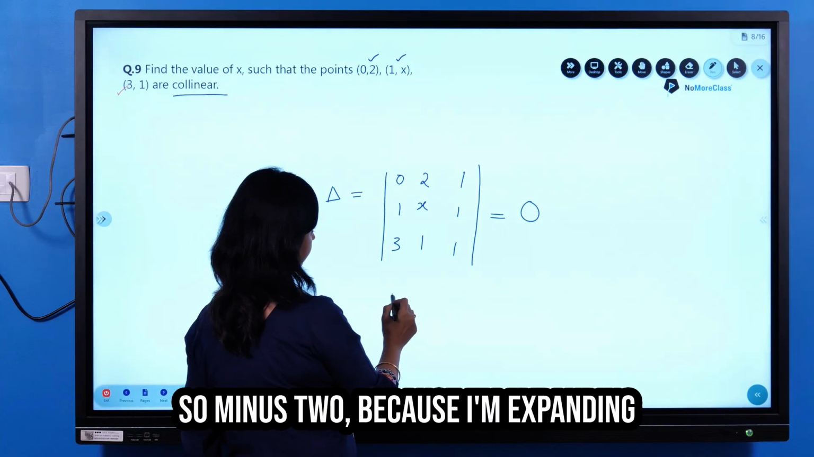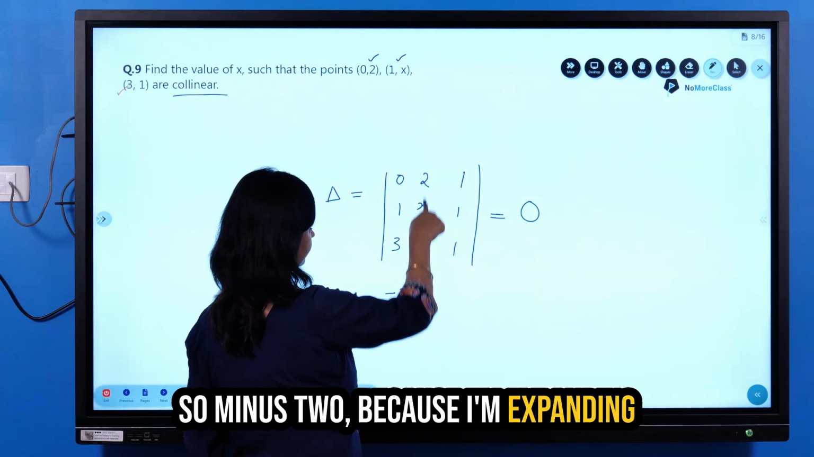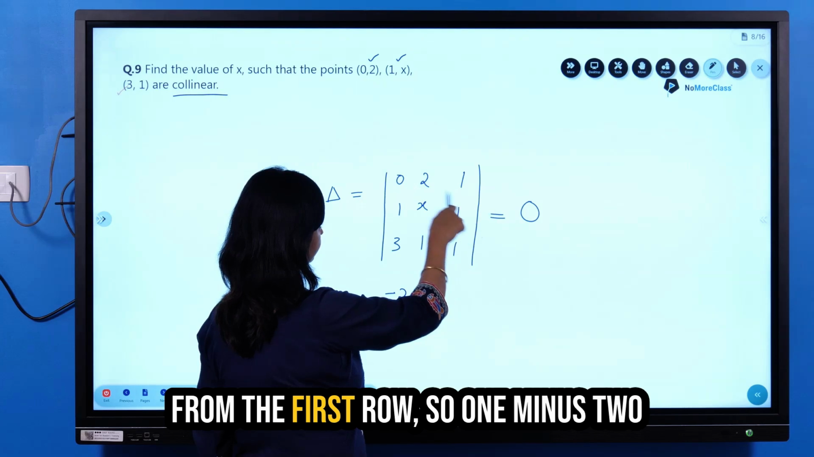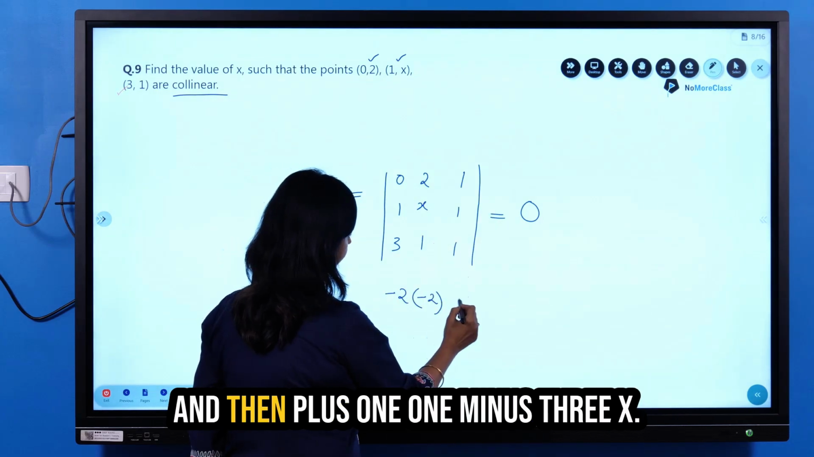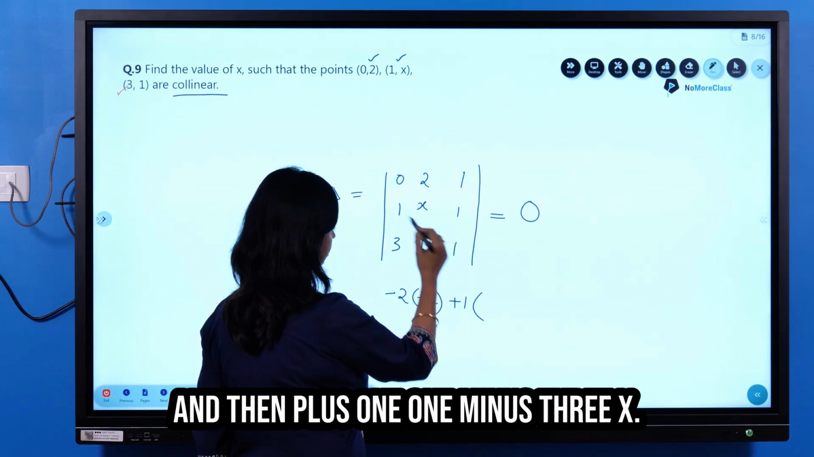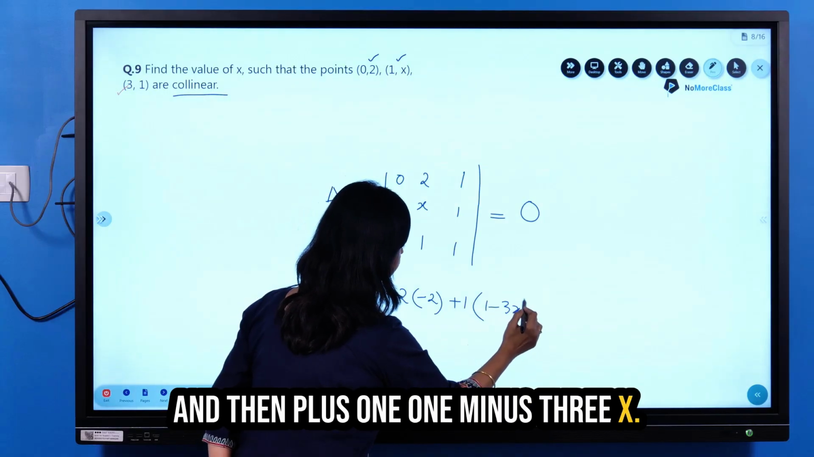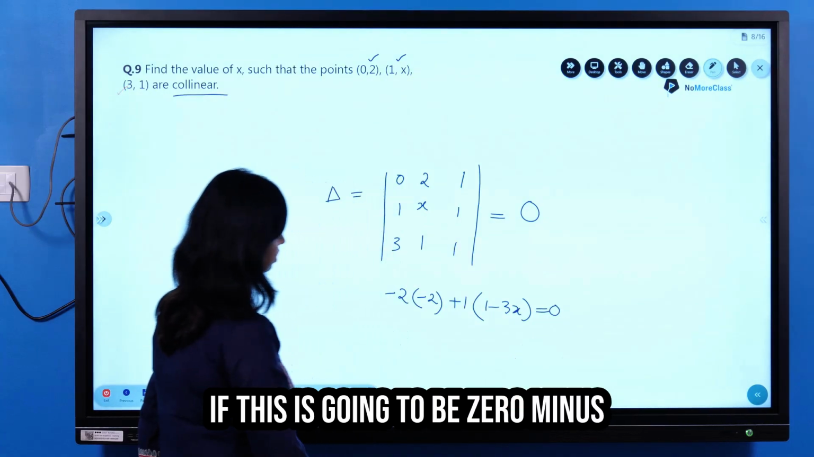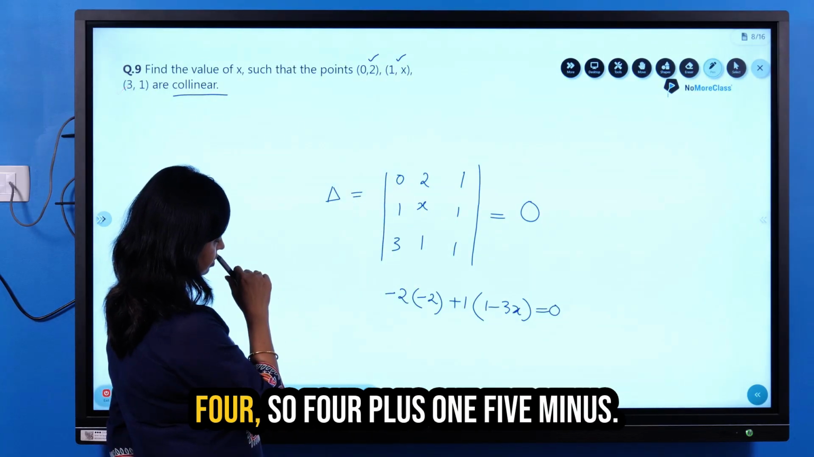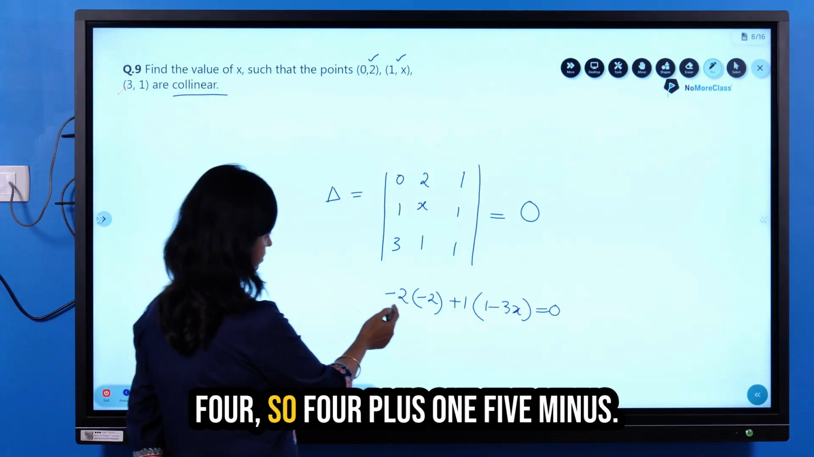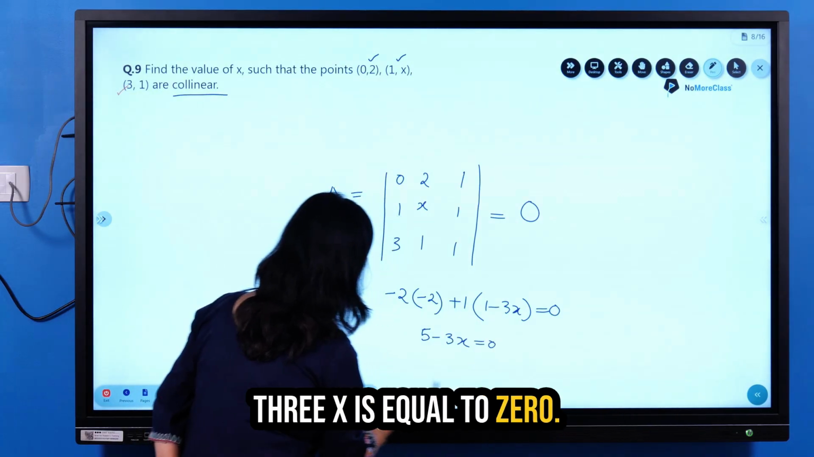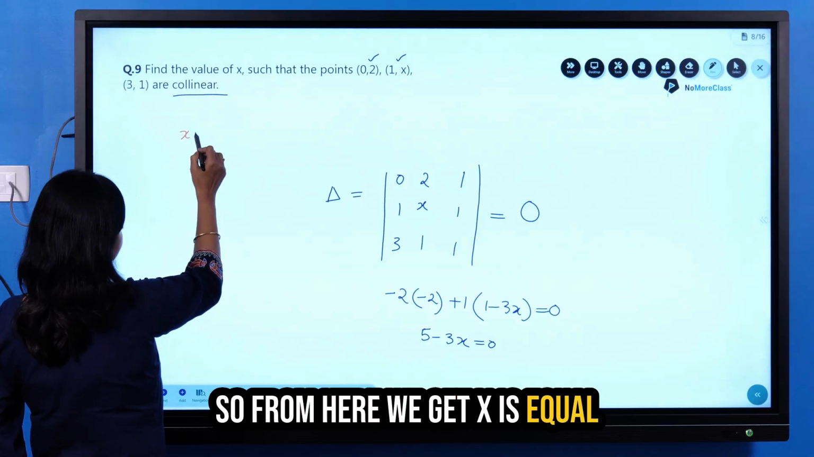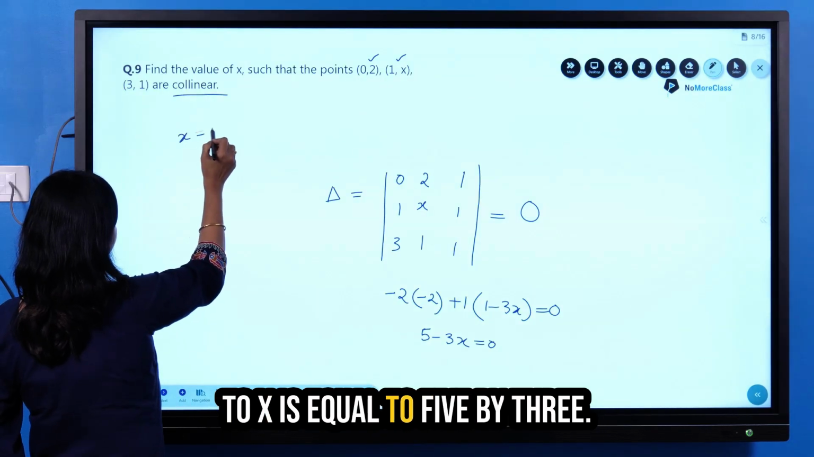So minus 2, because I am expanding from the first row. So 1 minus 2, and then plus 1 times (1 minus 3x). If this is going to be 0, minus 4, so 4 plus 1, 5 minus 3x is equal to 0. So from here we get x is equal to 5 by 3.